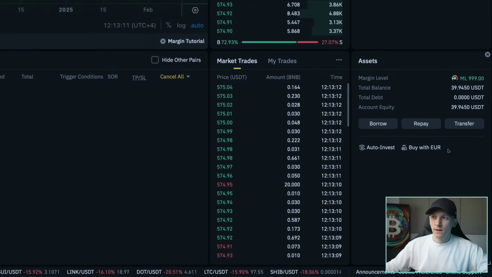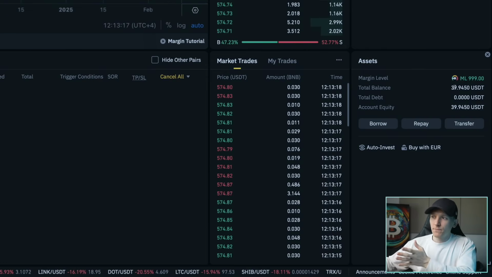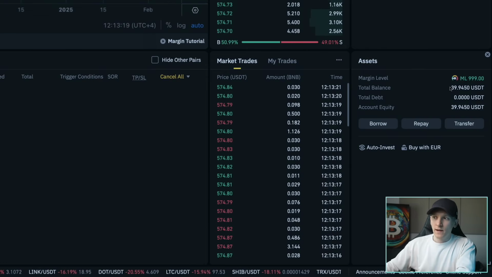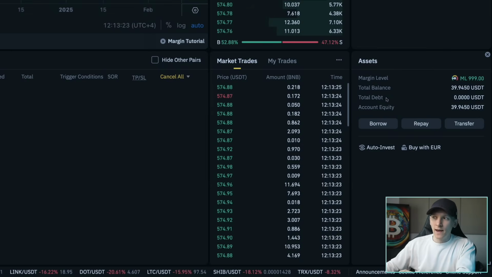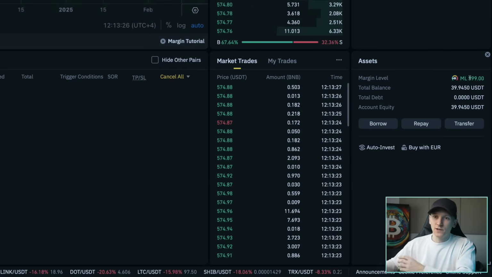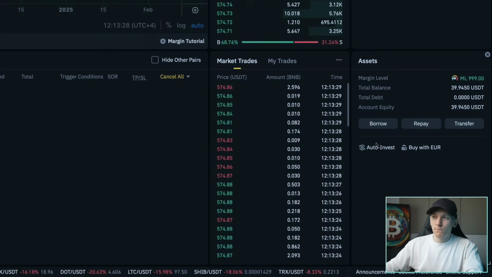Before showing you some sample trades, I'll show you how to borrow and repay money. So this is your asset screen right here, and we have a total balance. This is the amount of money that I have. So I transferred some USDT into my account. That's my account equity right here, which is the size of my position. I currently have no debt, and that means my margin level is essentially 0. Now what I can do is borrow money first.